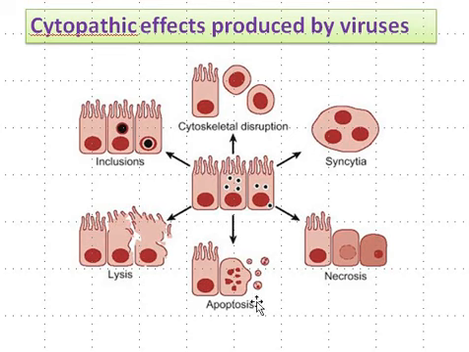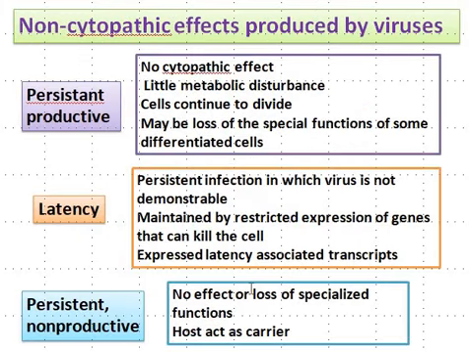Also, some viruses can produce apoptosis by activation of intrinsic or extrinsic mechanisms. In the intrinsic one, it can cause alteration in the mitochondrial membrane that leaks cytochrome C into the cytoplasm, and then it will activate the caspases and ultimately lead to apoptosis.